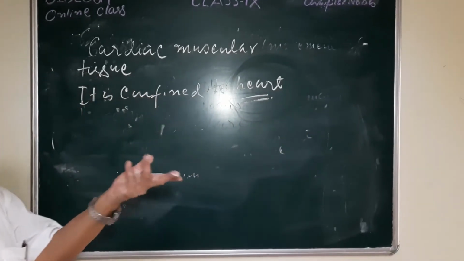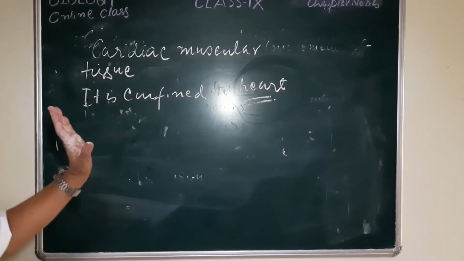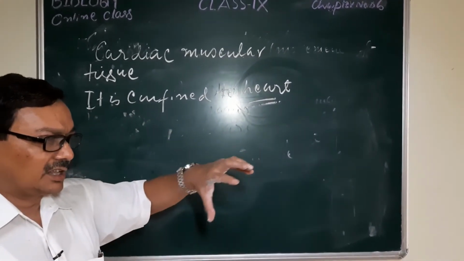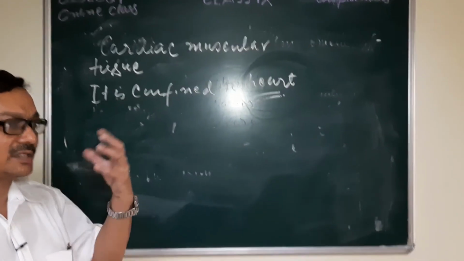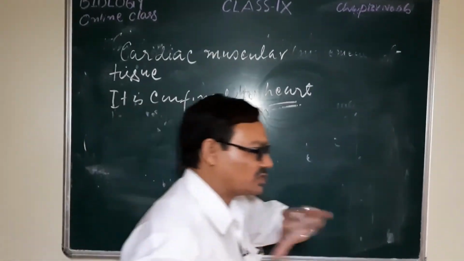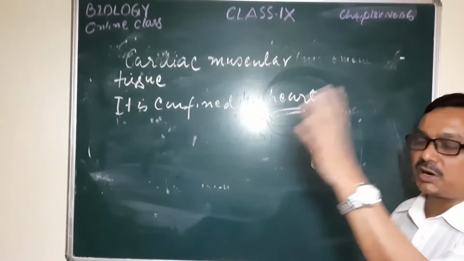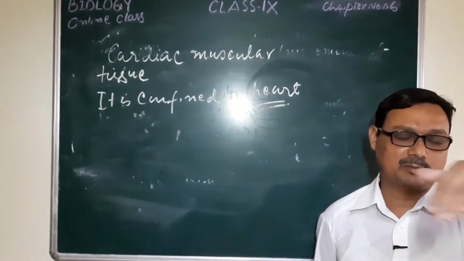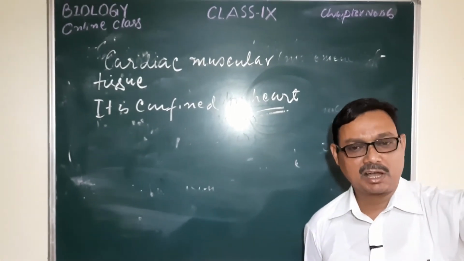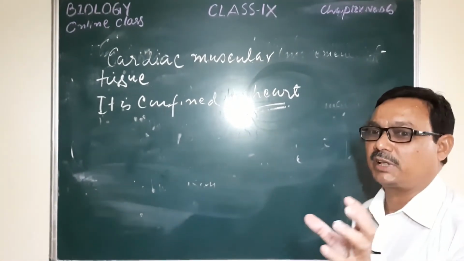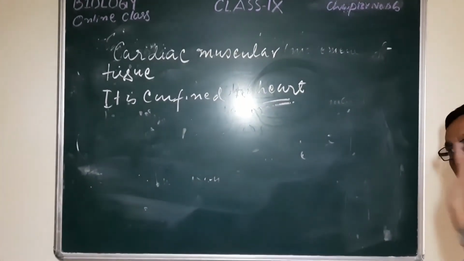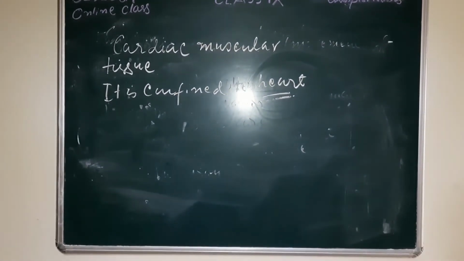and when it fails, that means death. Understand? That's why the regular contraction and expansion of the heart lead to the transportation of the blood to the different parts of the body, and when deoxygenated blood comes from the different parts of the body to the heart, it again, with the help of contraction and expansion, goes to the lungs. Understand?